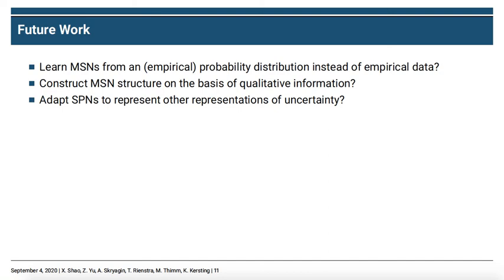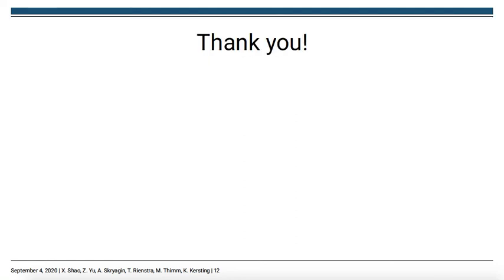In the future, we can further explore how to learn MSNs from a probability distribution instead of from empirical data. And we ask ourselves, can we construct MSN structure on the basis of qualitative information, such as expert knowledge? And can we adapt SPNs to represent other representations of uncertainty? So that concludes my presentation. Thank you for listening.